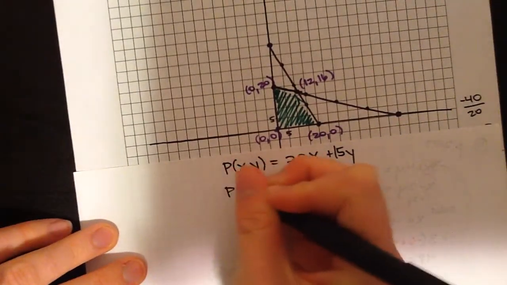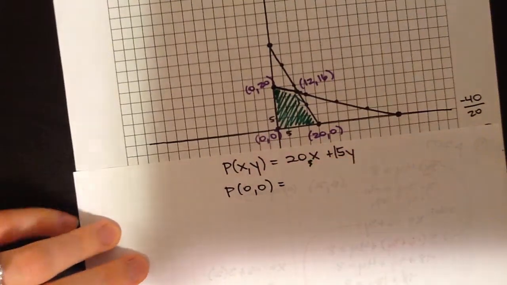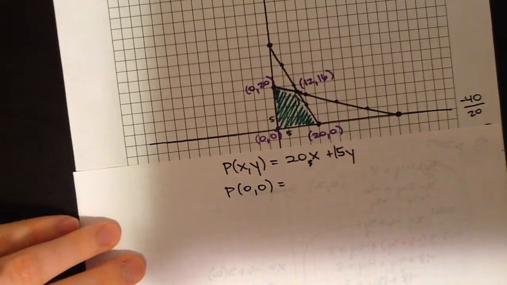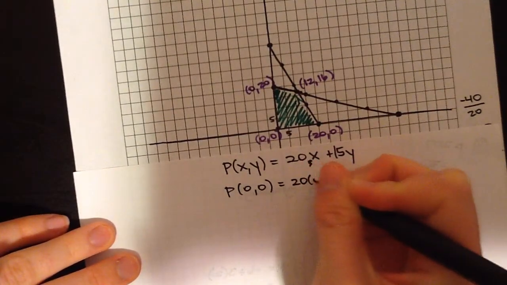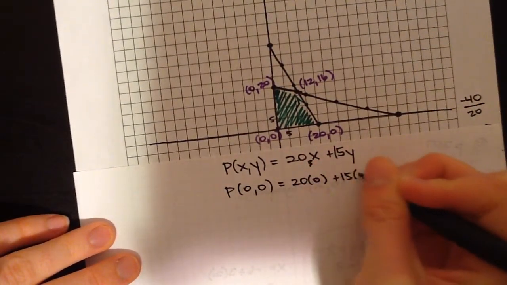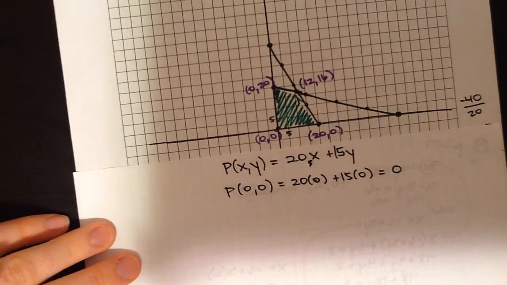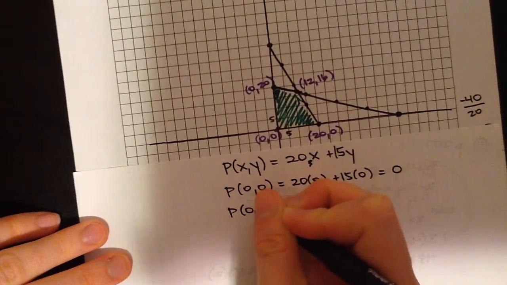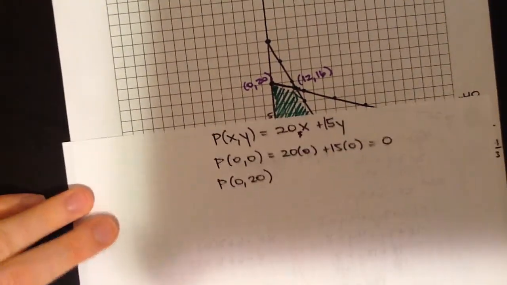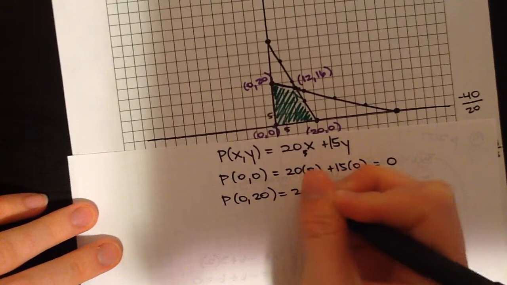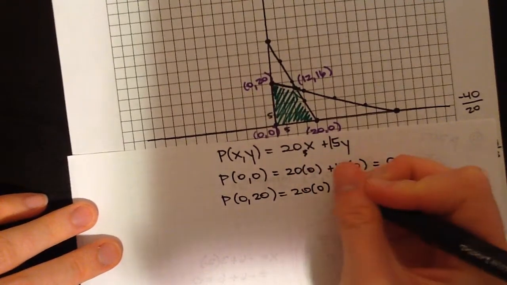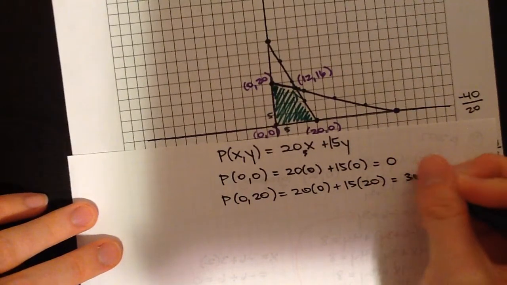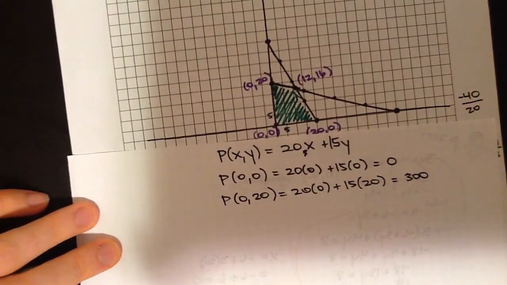So first I'm going to plug in the origin. Now the origin means I'm making 0 pairs of outdoor shoes and 0 pairs of indoor shoes. That's not going to make us any money, but we'll plug it in anyways. 0. We kind of knew that was coming. Now let's plug in 0 and 20. This is if I make 0 pairs of outdoor shoes and I make 20 pairs of indoor shoes. So $20 times 0 pairs of outdoor shoes plus $15 times 20 pairs of indoor shoes. That's going to make a profit of $300.